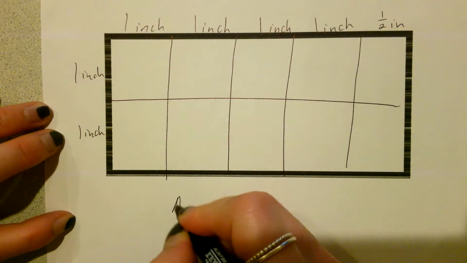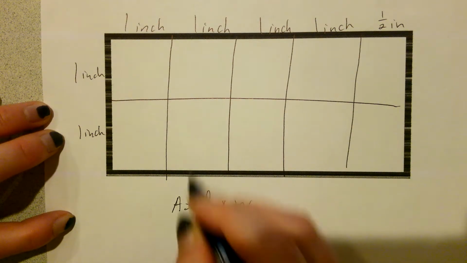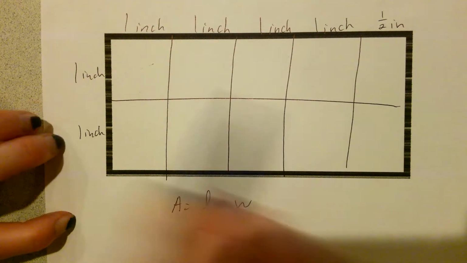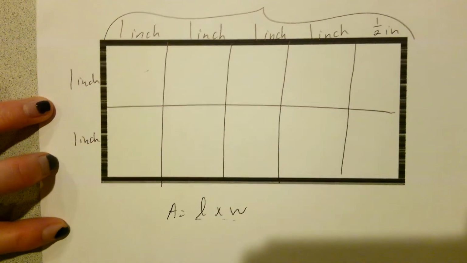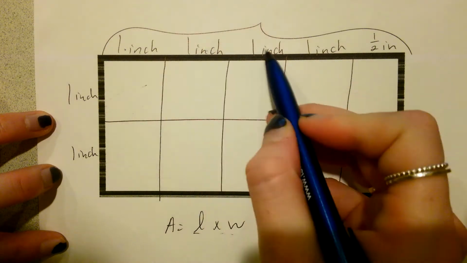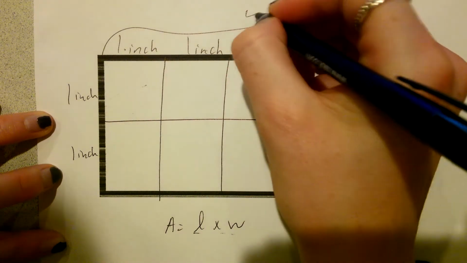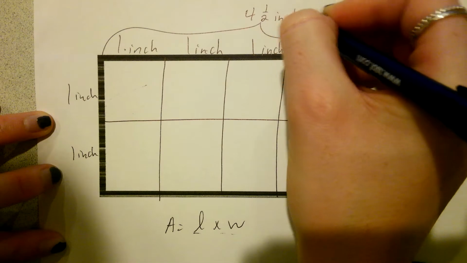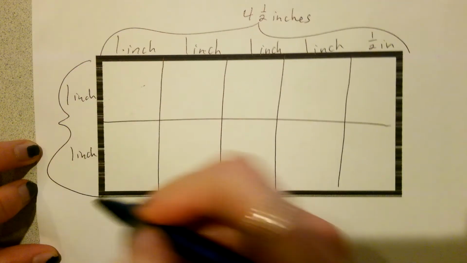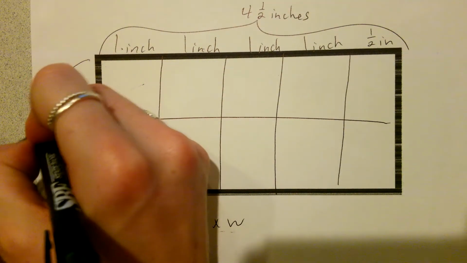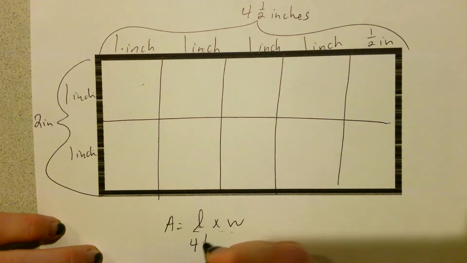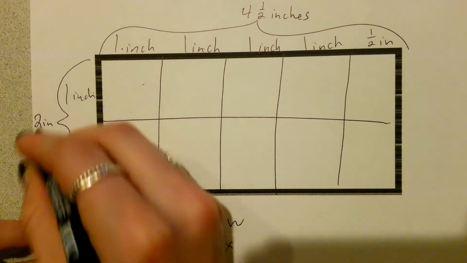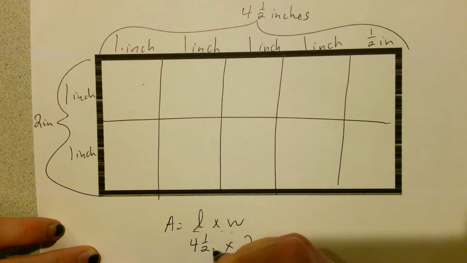So, okay, I know that area is length times width. To find out how many boxes are inside, I'm going to have to find the length and the width. The total length is that side. So I have 1, 2, 3, 4 inches and a half, so I have 4.5 inches on this side. And on my width, I just have 2 inches. So I know my length is 4.5. See, now I have a fraction. And my width is 2 inches.